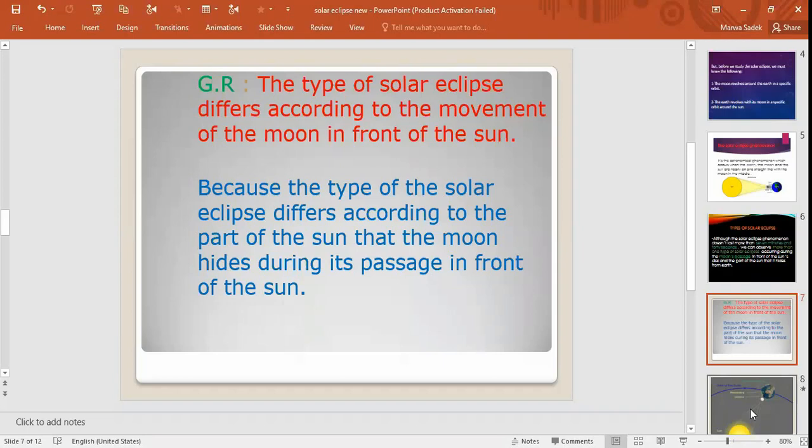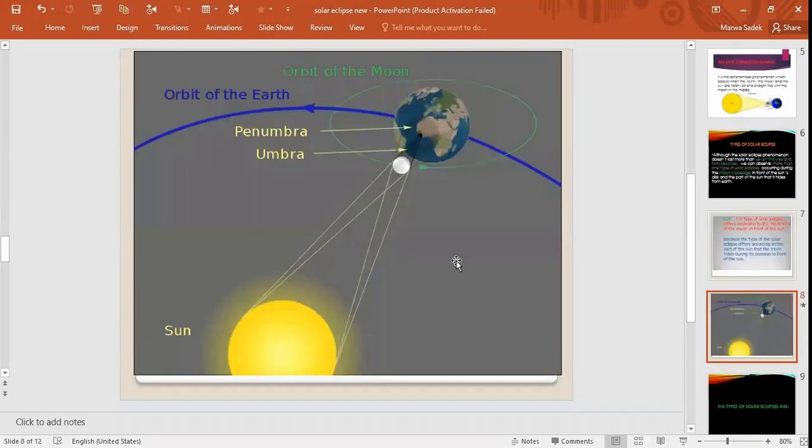So, look at this picture. As I told you before, this is the sun, the moon, the earth. They are on one straight line, and the moon is in the middle. So the moon will cast its shadow on the earth. The shadow of the moon will be formed on the earth in this area.